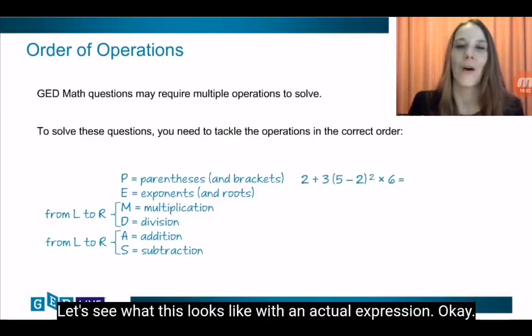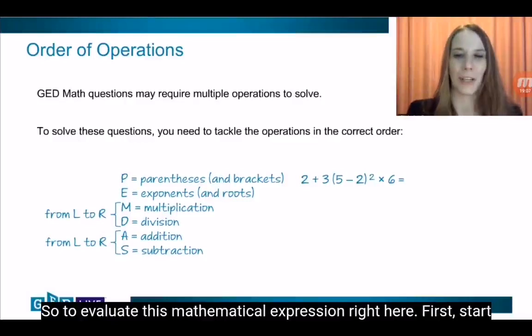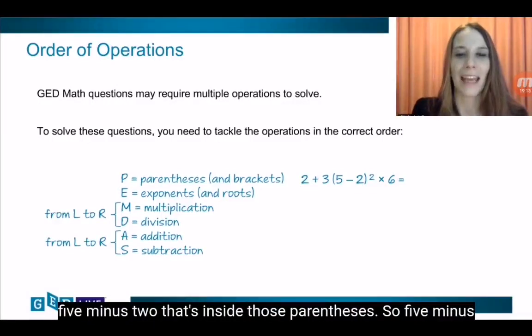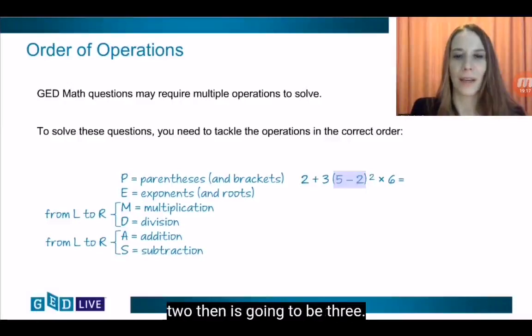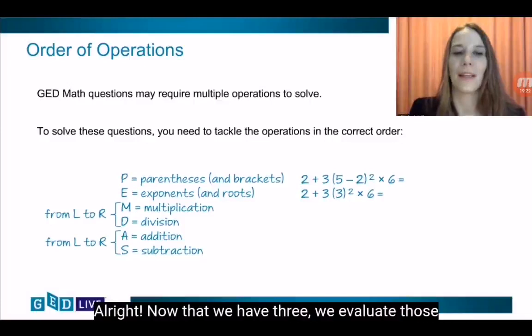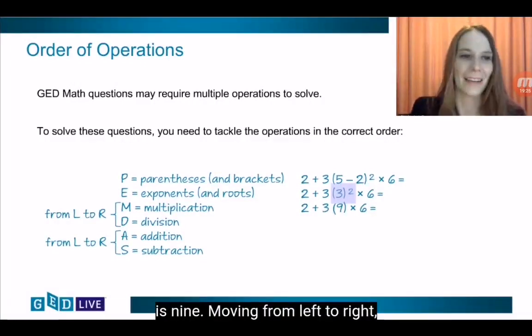Let's see what this looks like with an actual expression. Okay, so to evaluate this mathematical expression right here, first start inside those parentheses. So we're going to have to look at the 5 minus 2. That's inside those parentheses. So 5 minus 2 then is going to be 3. All right, now that we have 3, evaluate those exponents. So here you have 3 squared, which is 9.